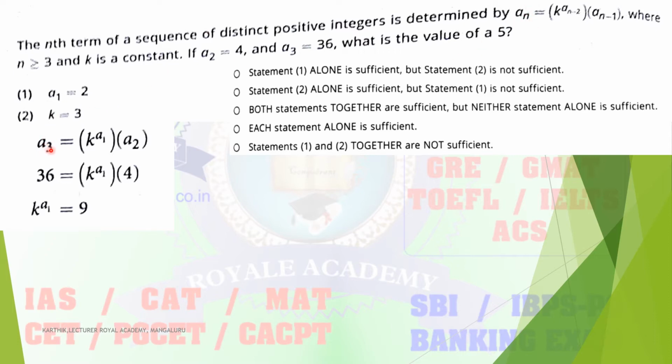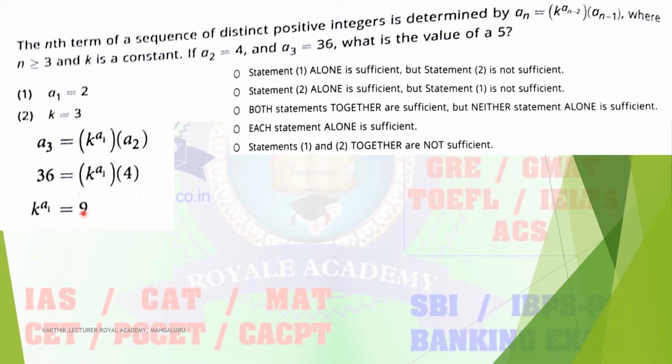What happens? a3 is equal to k to the power of a(n minus 2), times a(n minus 1). With n as 3, 3 minus 2 is 1, so k to the power of a1, and 3 minus 1 is 2, so a2. a3 is how much? 36. And k to the power of a1 into a2, where a2 is 4. So from this information you can determine the value of k to the power of a1 is equal to 9.